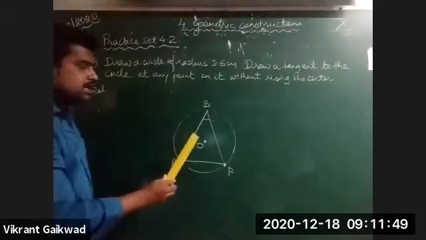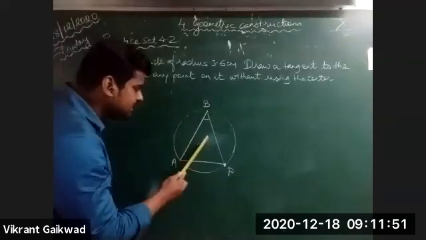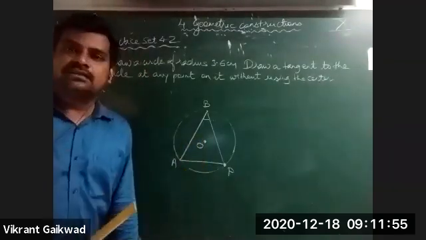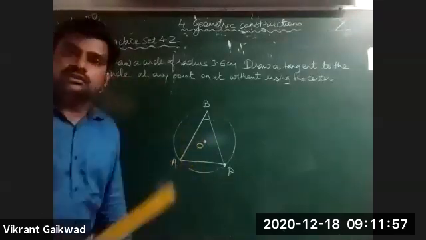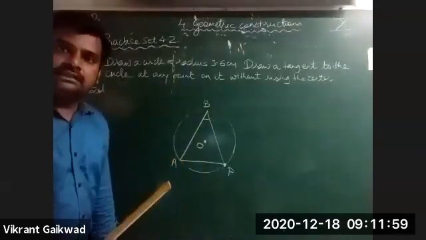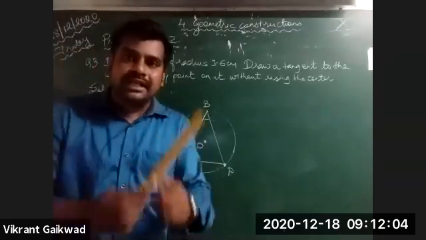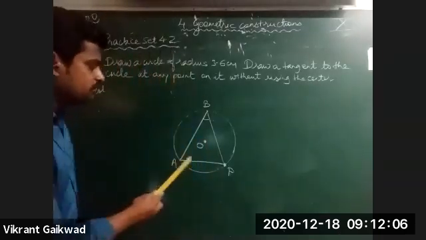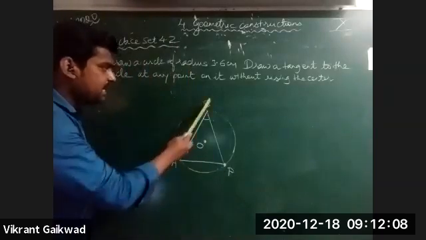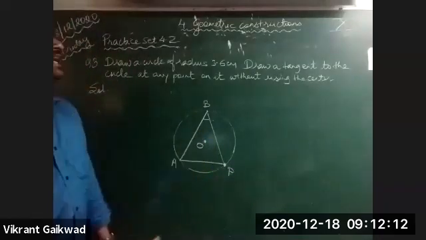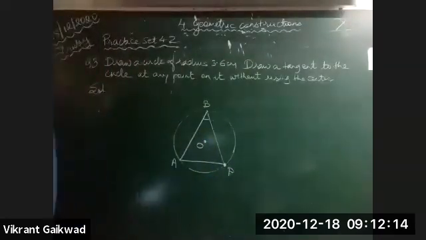Is this clear? Check. Here at any point, have you used the center of the circle? No. We have used the center only to draw the circle. Is this clear? Nothing else. So this center O is not used in any part of the construction. Check. We are using this point P, A, and B. Is this clear to all? So this construction is without using the center of the circle.